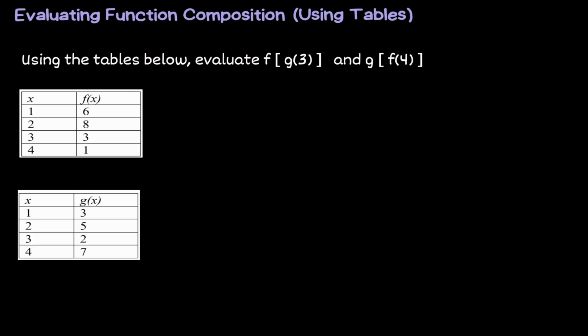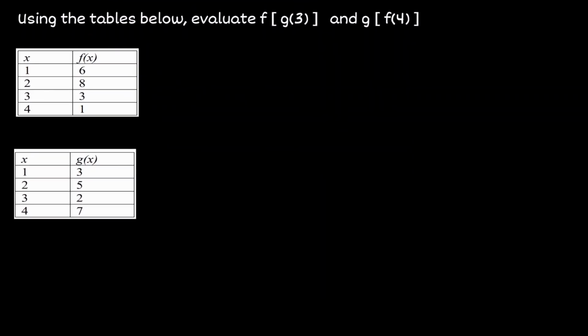Welcome. Let's discuss how we can evaluate function compositions using table of values. On the left-hand side, we are given two tables of values. What we want to figure out is the outcome when we have the following composition: G evaluated 3 inside of F, and F evaluated 4 inside of G. Let's start by identifying F of G evaluated at 3.